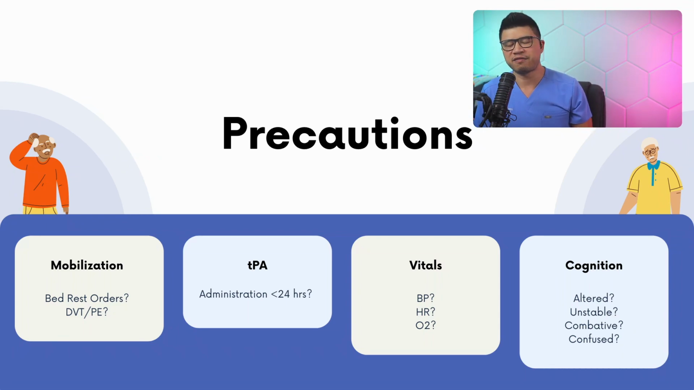Maybe they have an altered level of consciousness, have an unstable cardiac status, maybe a DVT that you suspect, or they're combative and unsafe to work with. So it's a balance between early mobilization and safety. Besides this, also watch for acute neurological changes such as sudden confusion, seizures. Also, the abbreviation NPO means nothing by mouth, so no food or fluids.